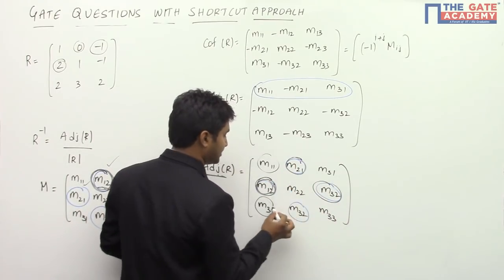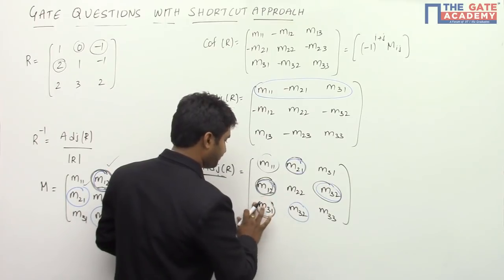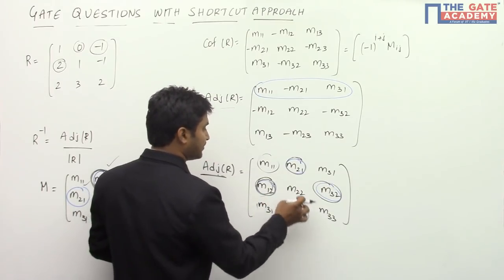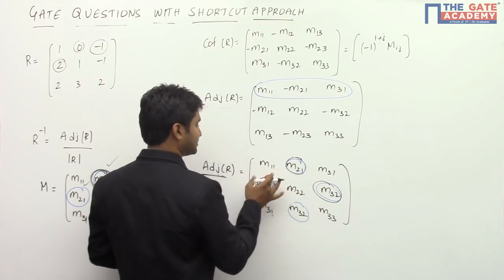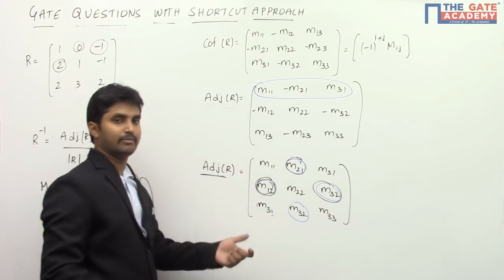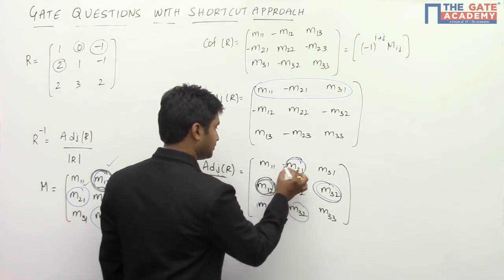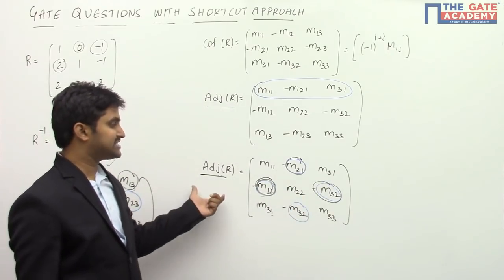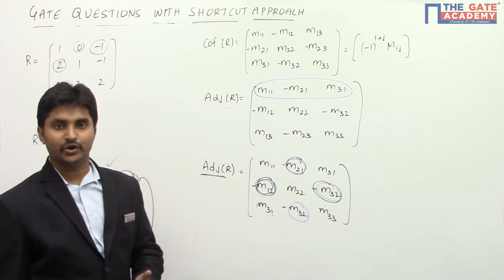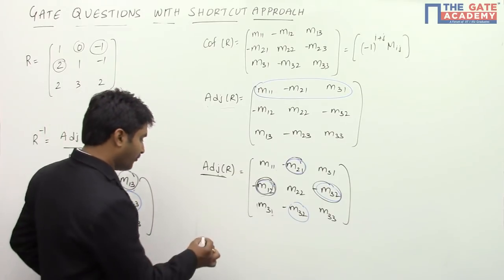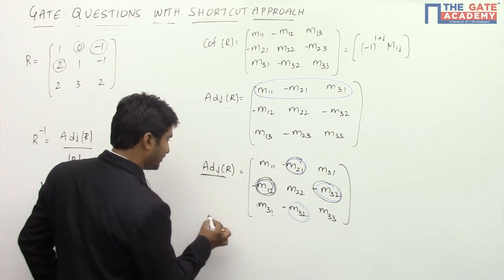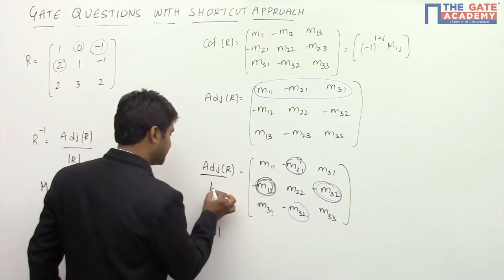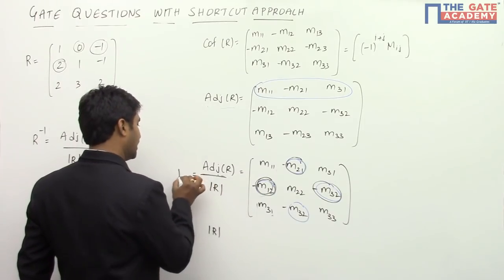Now what I will do is that along with that, the circled elements are going to be multiplied with the top minus. The circled elements are going to be multiplied with the top minus. These 4 circled elements will be multiplied with the top minus. So this is going to directly give you the adjoint of the matrix. And now you will find the determinant of it.